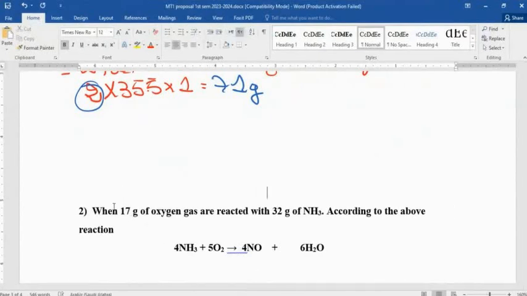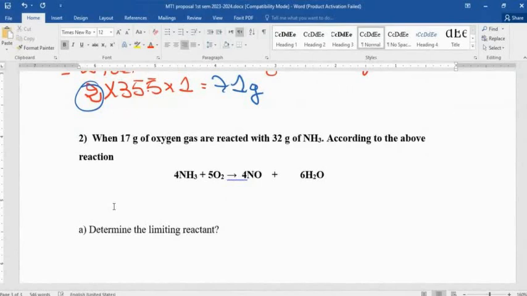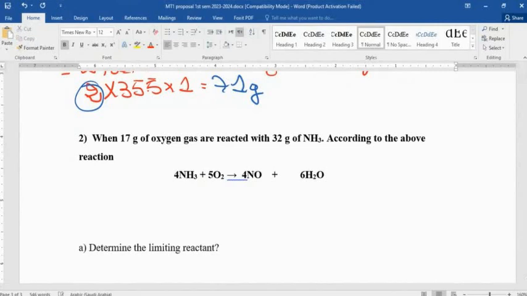Now, how about the second question? Now we look at this problem solving in chemistry, because if we don't solve this kind of problems in chemistry, it means we did not do chemistry and we don't learn chemistry. Now, when 17 grams of oxygen gas are reacted with 32 grams of ammonia NH3 according to the above equation. Because we know that the chemical equation is the translation of the chemical reaction.